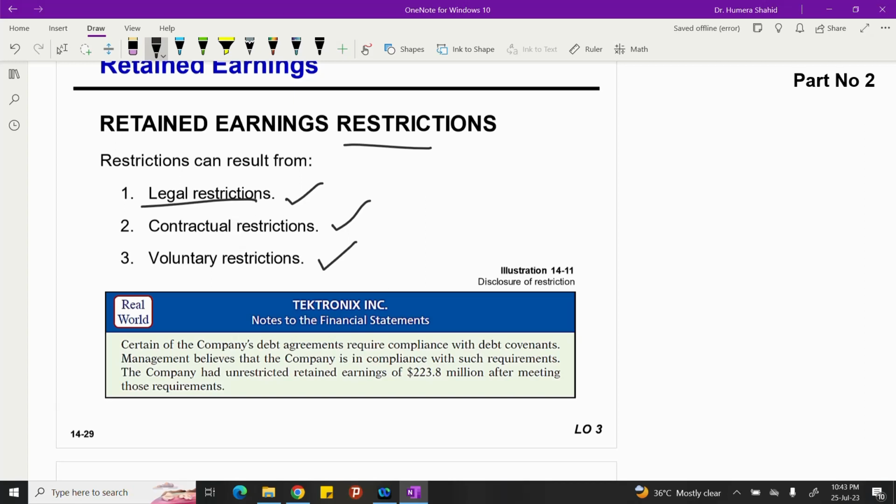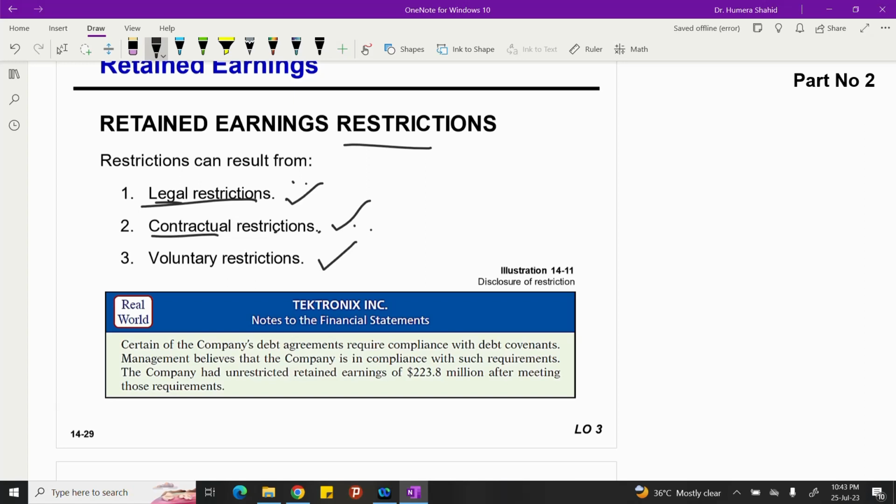The law of the industry or the country wants you to maintain that much amount of retained earnings. That's why you cannot just withhold profit as dividend. You have to keep something with you because of the legal restrictions. Contractual restrictions come when you sign the contract with the creditors. Creditors want you to maintain the retained earning some particular amount or some particular percentage. Creditors don't want you to distribute all the retained earnings as dividend. They want you to keep some for the security sake.